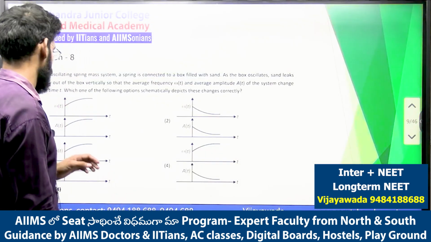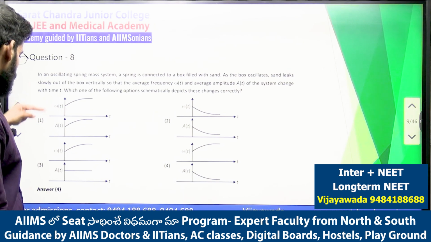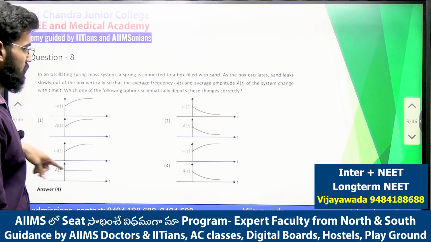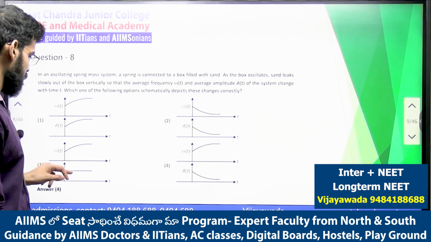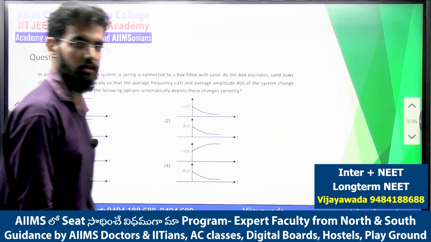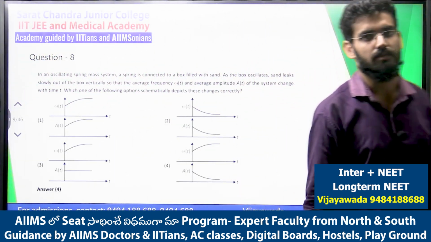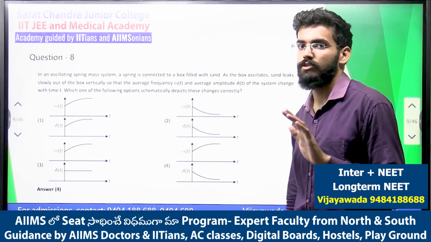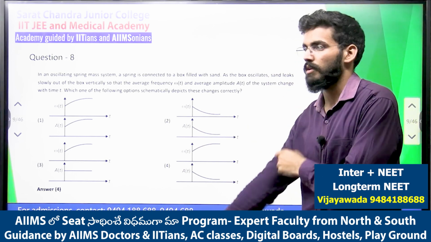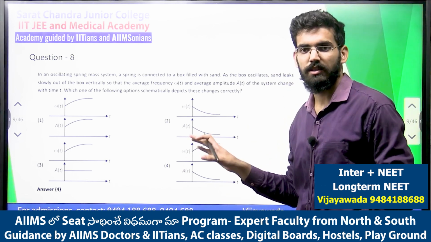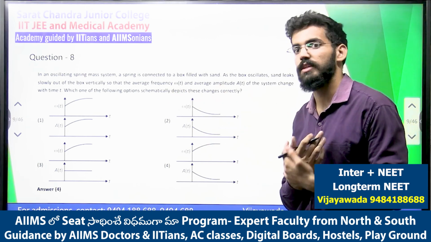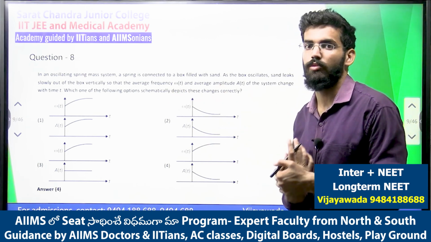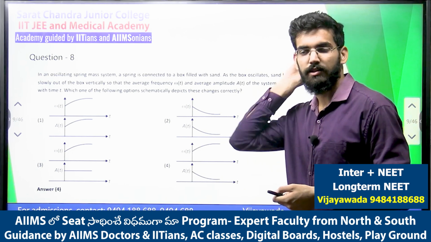So first of all, omega increases in the first option, third option, and fourth option. But amplitude we have to decrease. Here it is increase, constant, decrease. So fourth option. By that logic we will answer. Omega equals under root K by M. K is a constant for the spring, but mass is reducing, so omega will increase.